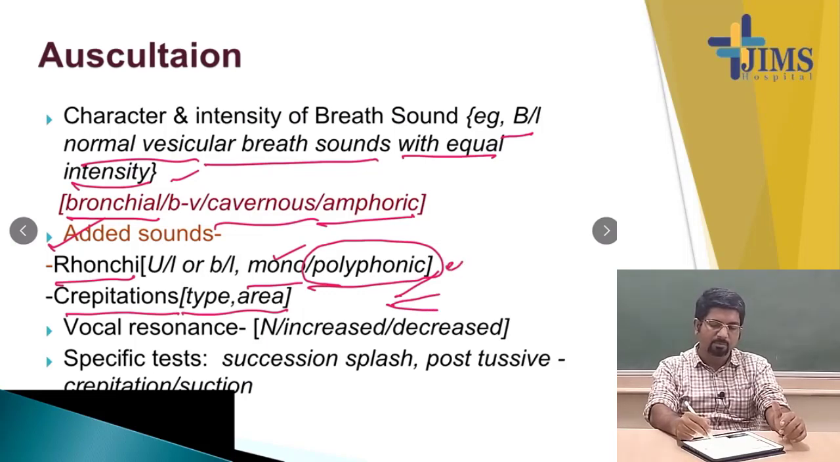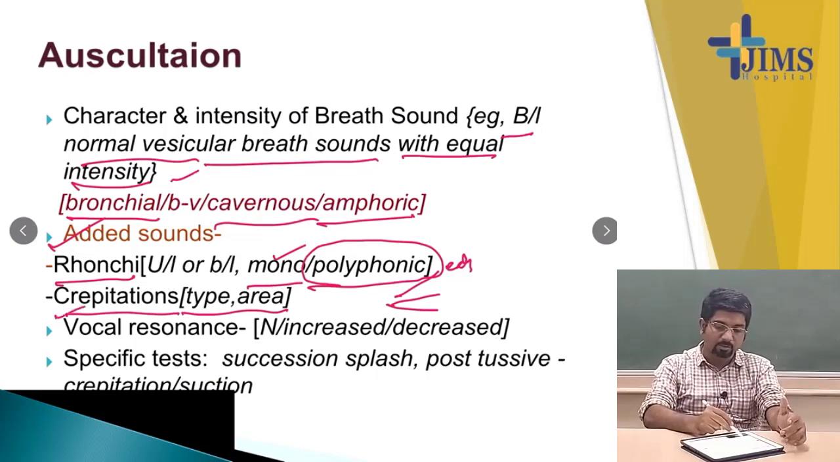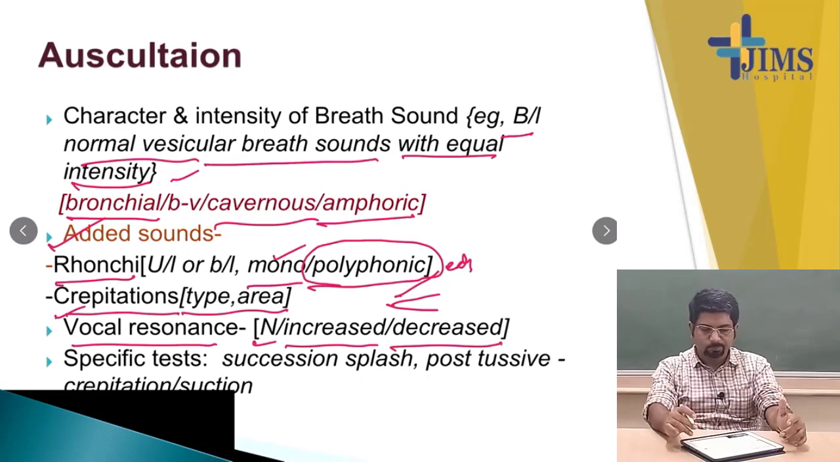So early inspiratory crepitation is found mainly in bronchiolitis, mid in case of heart failure, and late inspiratory crepitation we find in case of interstitial lung diseases. And the vocal resonance may be normal, increased or decreased.